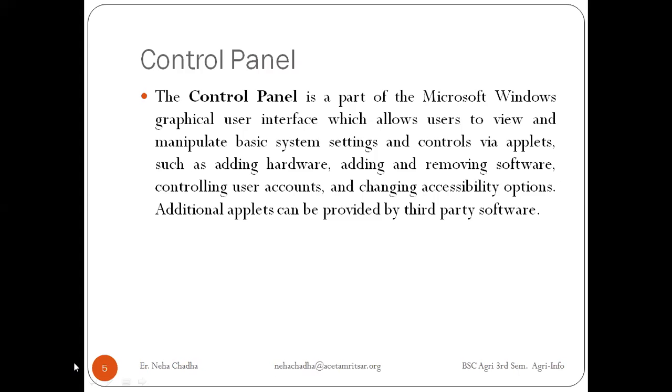Then comes the control panel. The control panel is a part of the Microsoft Windows graphical user interface, which allows users to view and manipulate basic system settings and controls by adding and deleting some hardware and software, controlling user accounts, and changing accessibility options. Additional applets can be provided by third-party software.